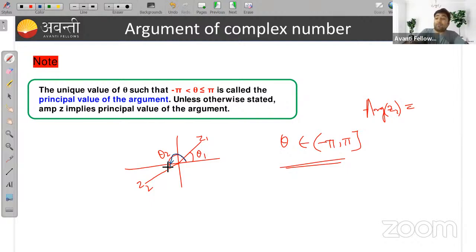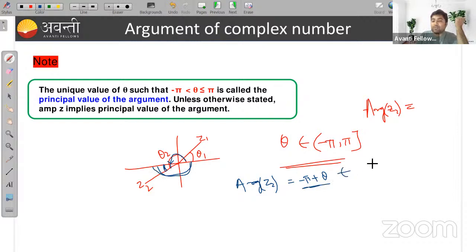we can ask, what is the principal argument? Now, if I ask what is the principal argument of this complex number, then I will move in the clockwise direction from 0 to minus pi. And if I move, then the argument of z2 will be minus pi plus theta. First I will find this angle, and then minus pi plus theta, I can say.